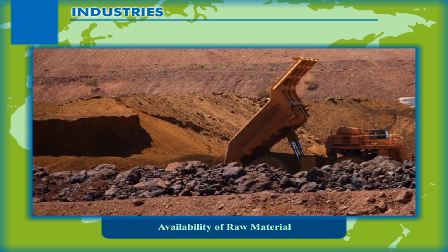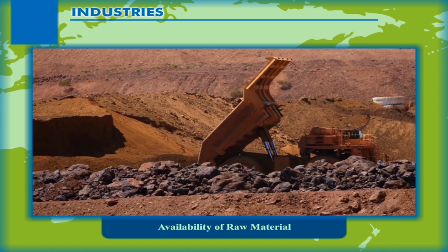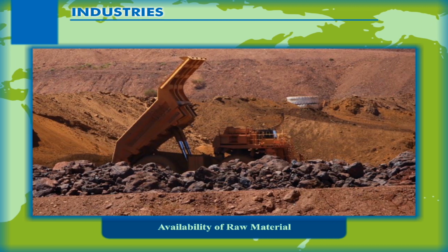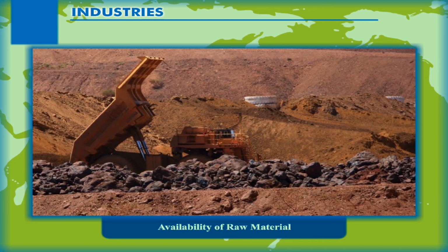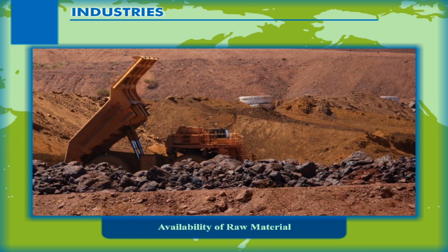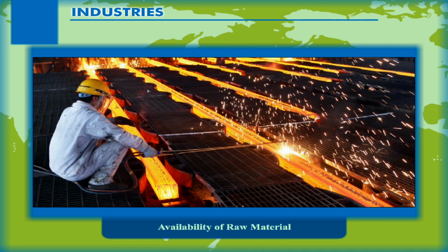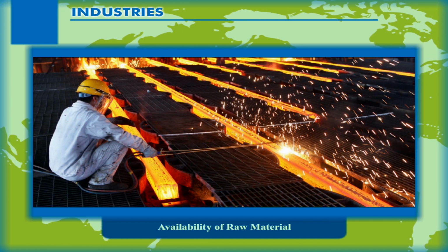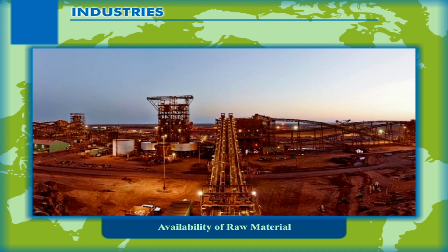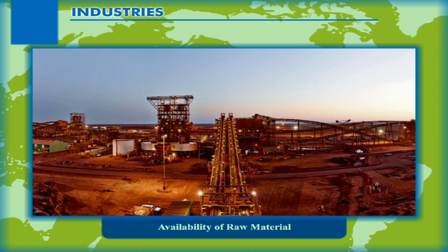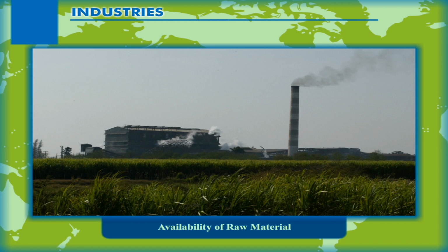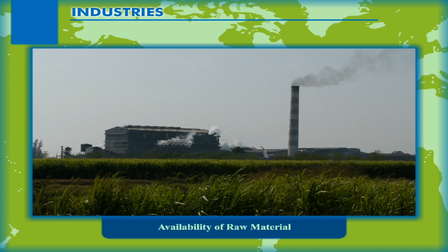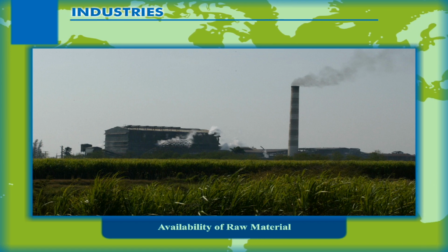Availability of raw material. It is the most important factor in deciding the location, specifically if the raw materials and finished goods are heavy or bulky or perishable in nature. For example, in the iron and steel industry, iron and coal are both heavy materials. Therefore, steel plants are located near the iron ore and coal mines. Similarly, the sugar industry is located near sugar producing areas because if sugarcane is kept for a few days, it loses its sugar content.